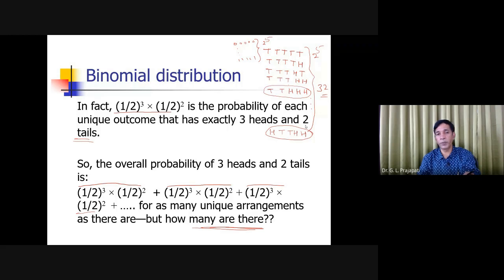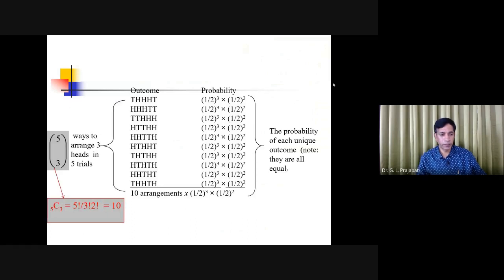Like out of 5 people, you are forming a committee of 3 persons. How many ways can you form the committee? So out of 5 coin tosses, you need 3 heads, and order is not important. So you have 5C3. So you have 10 combinations. These are all such combinations.